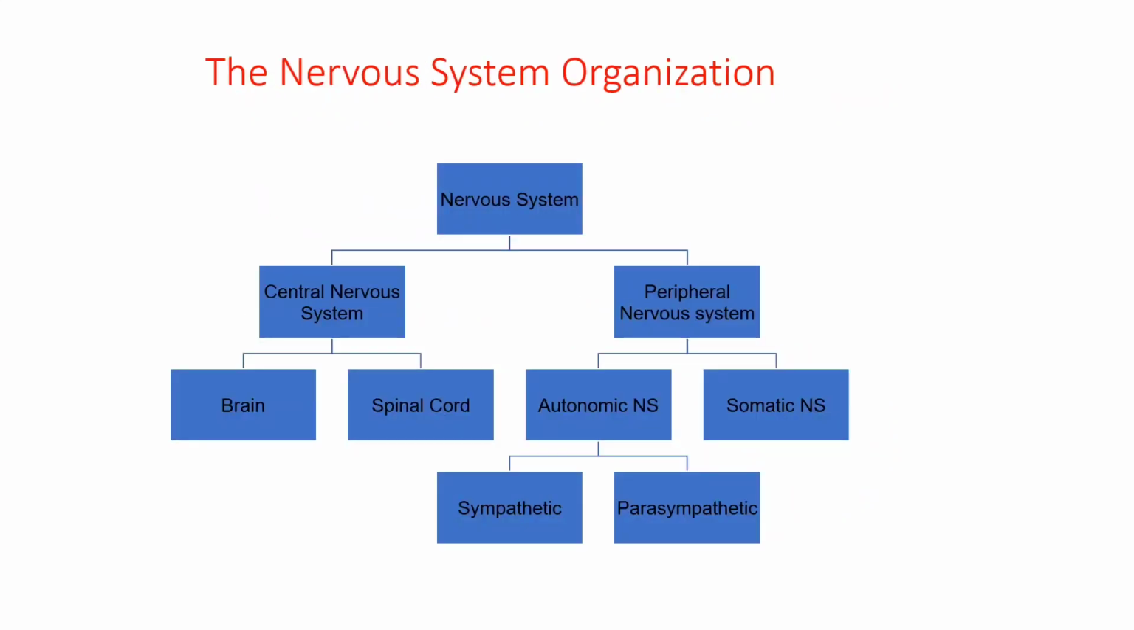Now let's proceed with the nervous system organization. The nervous system has two main divisions. The first one is the central nervous system, and the other one is the peripheral nervous system. The central nervous system is composed of the brain and spinal cord, while the peripheral nervous system is composed of autonomic nervous system and somatic nervous system. The autonomic nervous system is again divided into two, which are the sympathetic and parasympathetic.